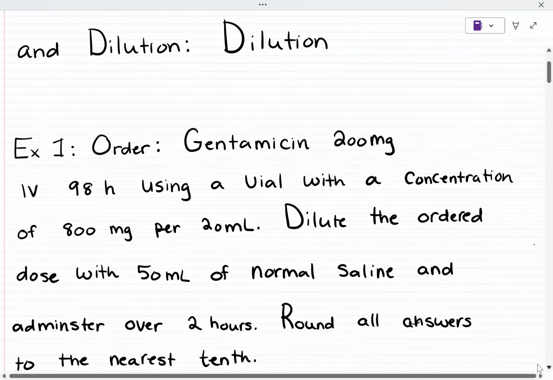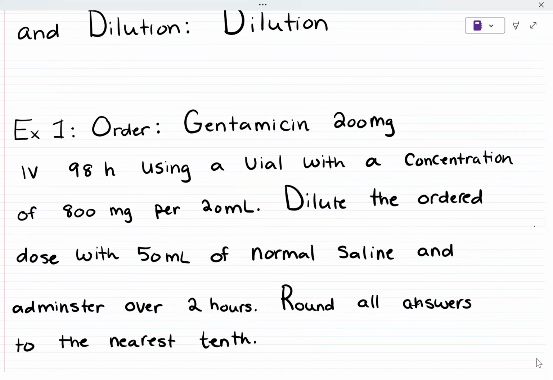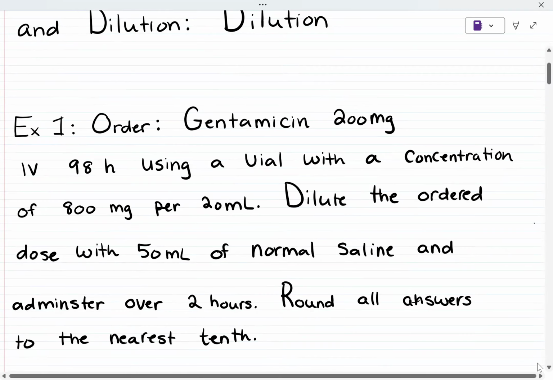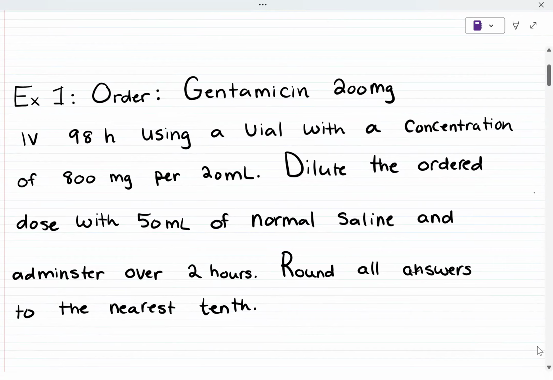Example one, we have an order of gentamicin, 200 milligrams IV every 8 hours, using a vial with a concentration of 800 milligrams per 20 milliliters. Dilute the ordered dose with 50 milliliters of normal saline and administer over 2 hours. Round all answers to the nearest tens. I believe we could do it three ways: dimensional analysis, ratio and proportion, and formula.